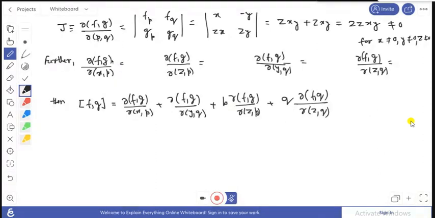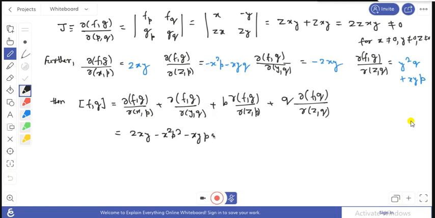Here this value is 2xy, this value is minus x square p minus xy q, this value is minus 2xy, and this is y square q plus xyp. If we put these values here, this becomes 2xy minus x square p square minus xy pq minus 2xy plus y square q square plus xy pq.